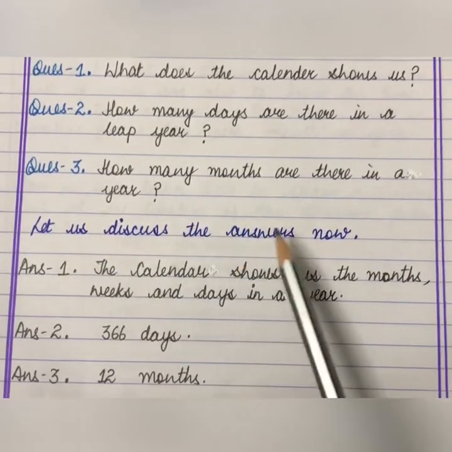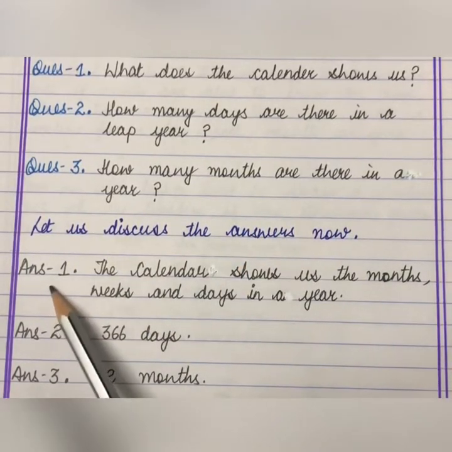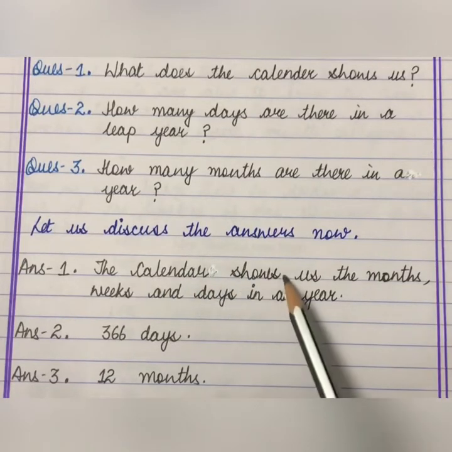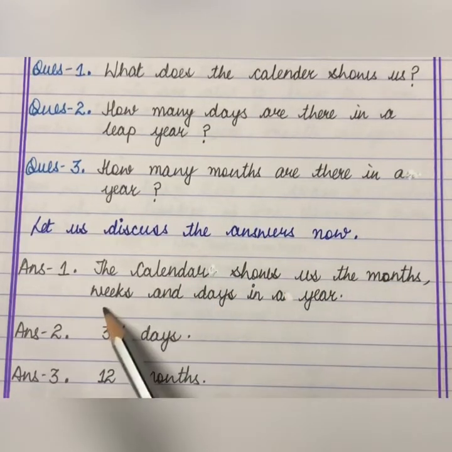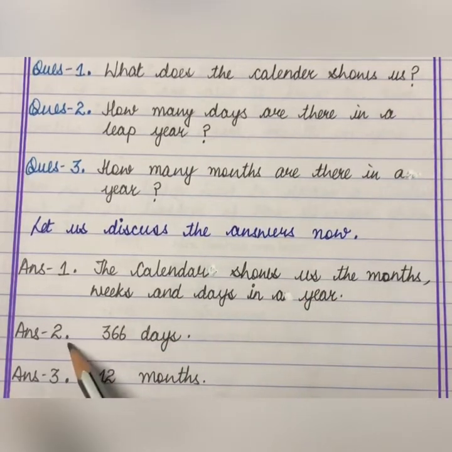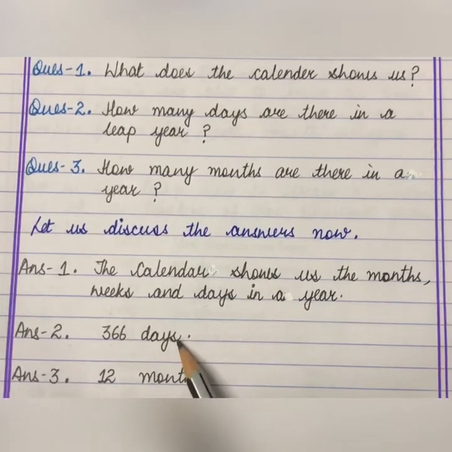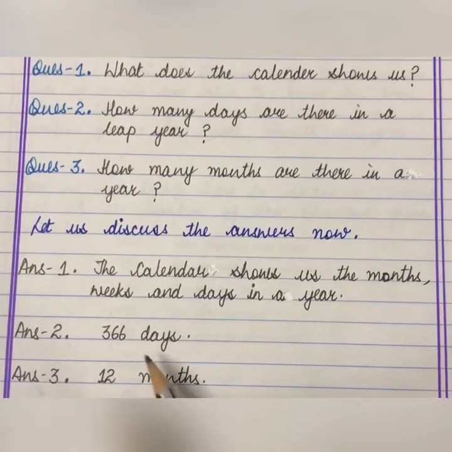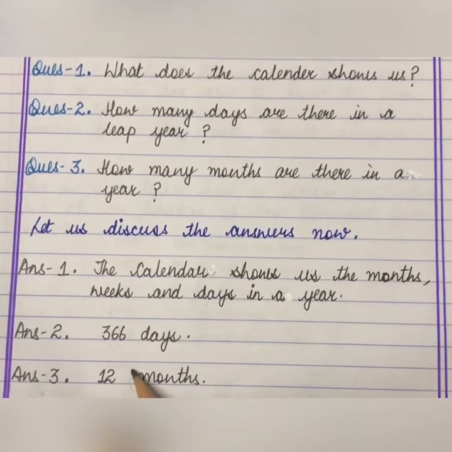Let us discuss the answers now. Answer 1. The calendar shows us the months, weeks, and days in a year. Answer 2. 366 days. Answer 3. 12 months.